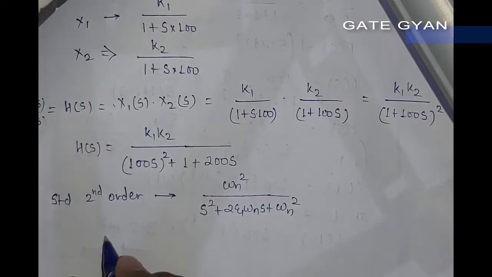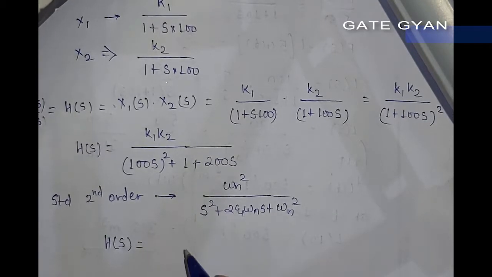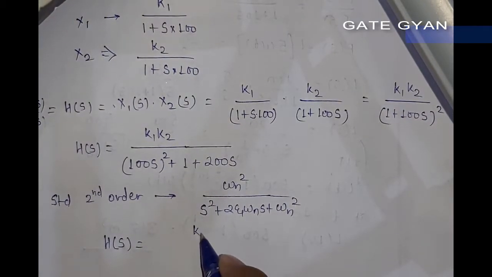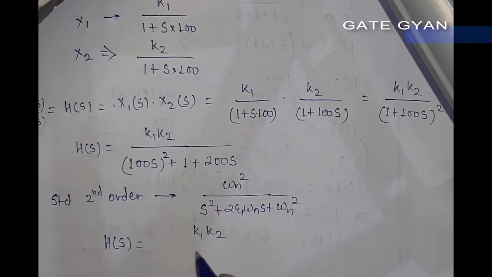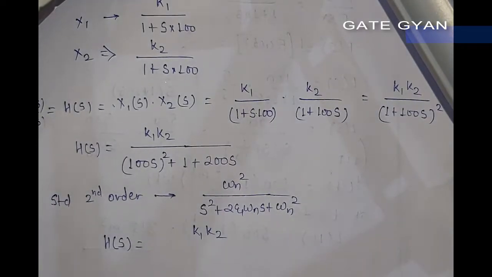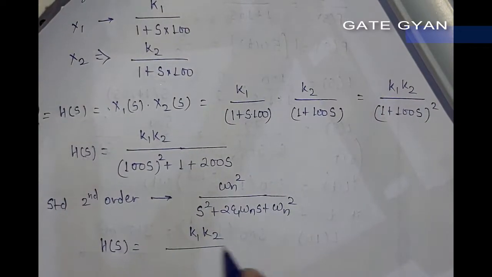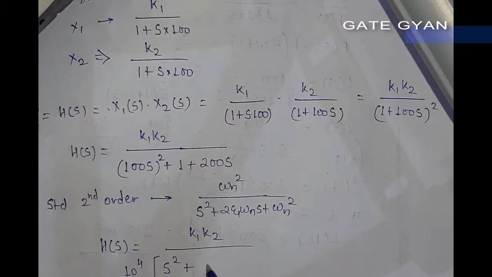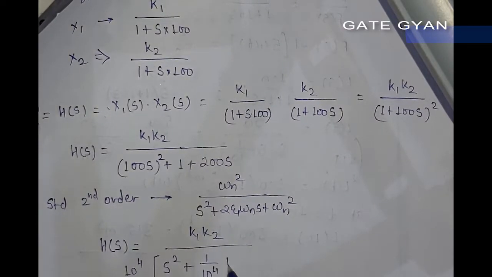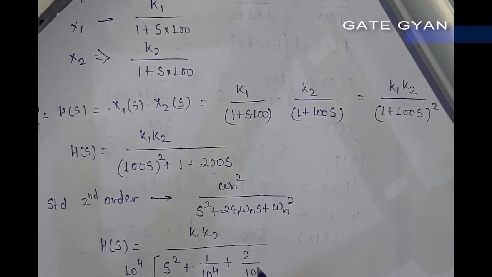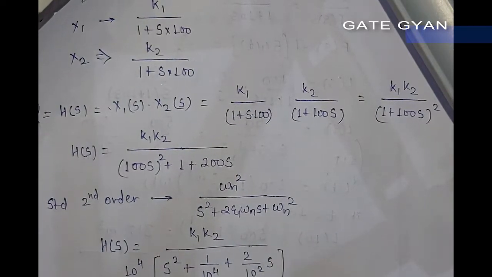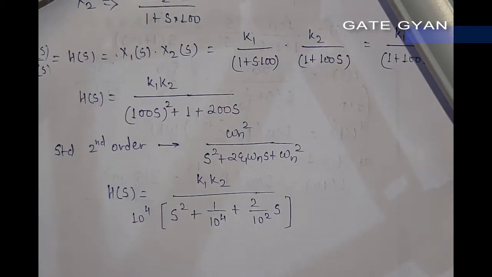So we can write h of s as k1 k2 divided by, taking this 100 square outside, s square plus 1 divided by 10 raised to power 4, plus 2 divided by 10 raised to power 2 times s. So it will be like this.